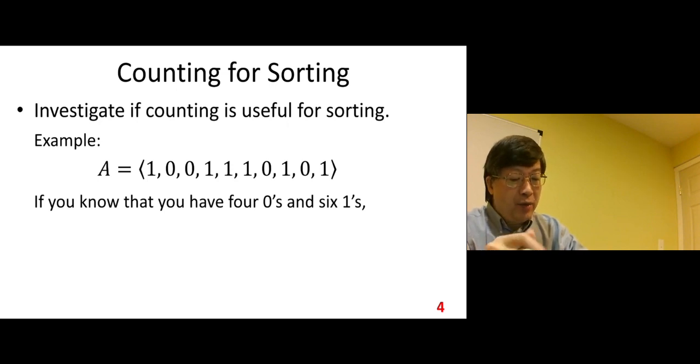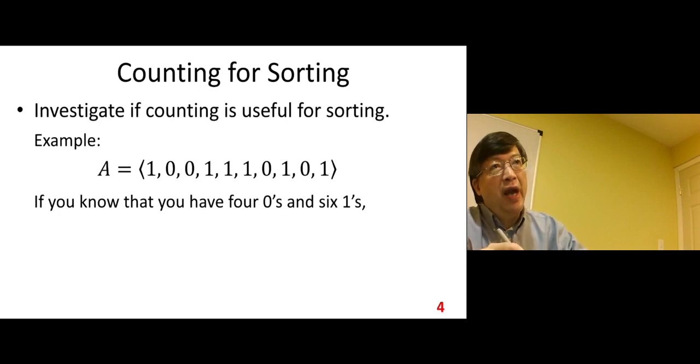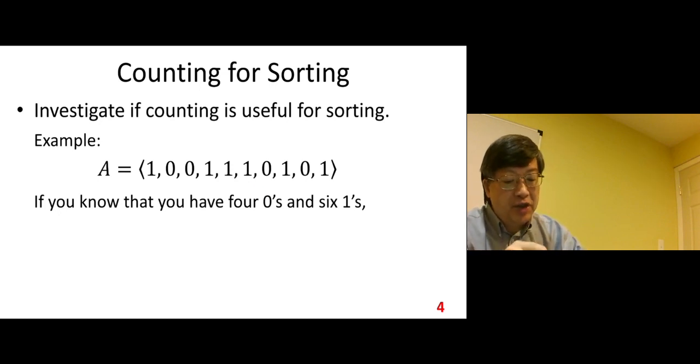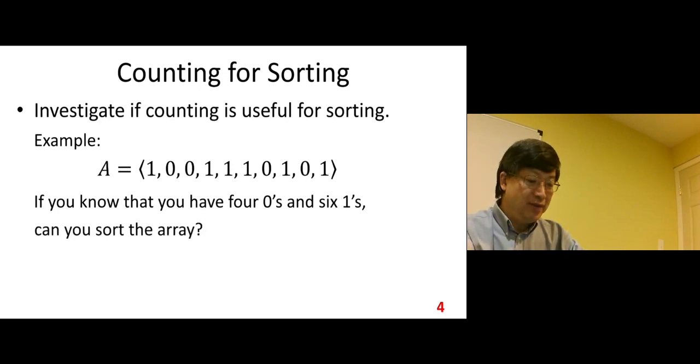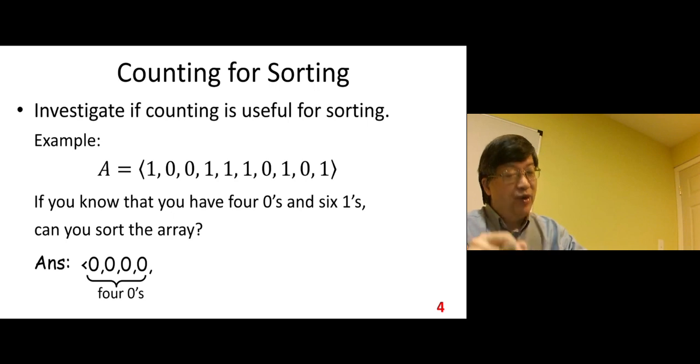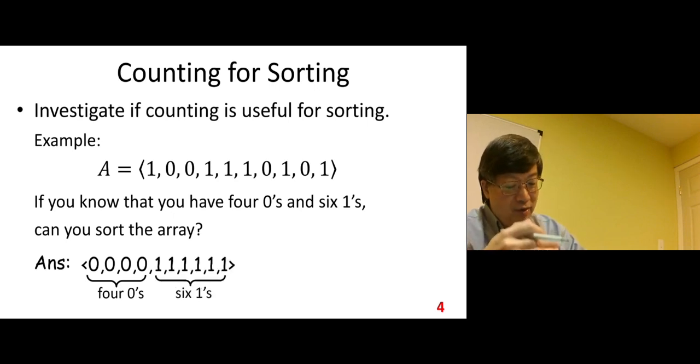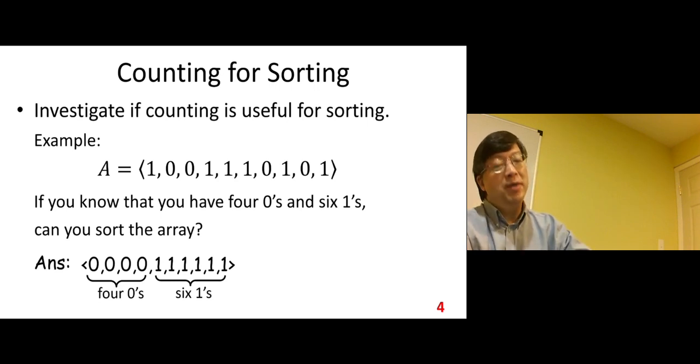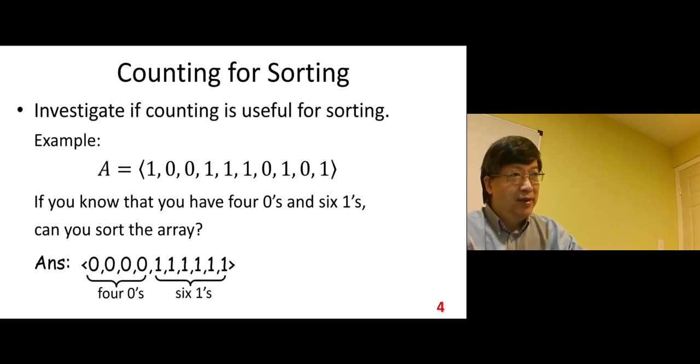If we know that we have 4 zeros, because after one scan we can get 4 zeros, 6 ones for 2 counters, how do we use those 2 values to get the array sorted? That's the question we want to answer. So the answer looks something like this. First 4 zeros, then the next 6 ones. Next 6 elements, all ones. So that's the sorting result, right? Very simple, based on the counting numbers.